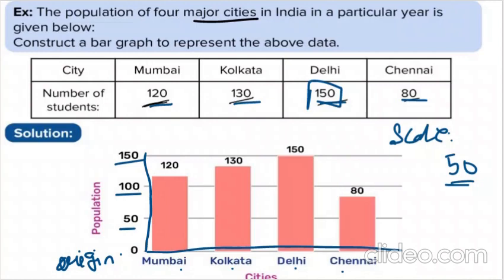ठीक है. Now you can easily plot it. 120 will be what? Above 100. 130, 150 से थोड़ा नीचे. दिल्ली exact 150 है और चेन्नई 80 है, so 100 से थोड़ा नीचे. And that is how you can easily plot it.